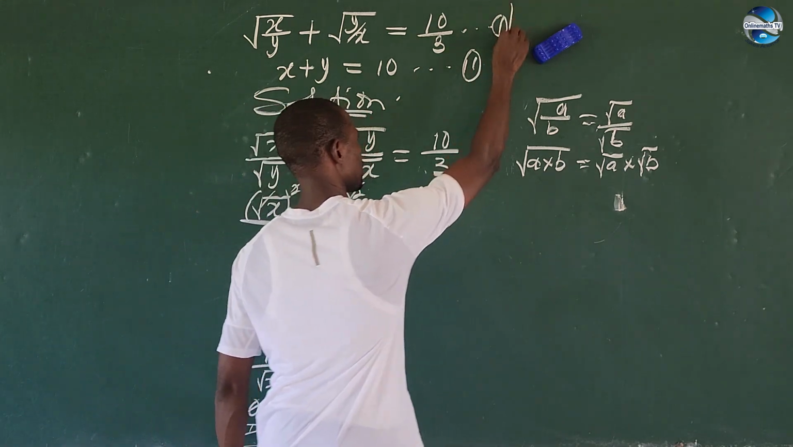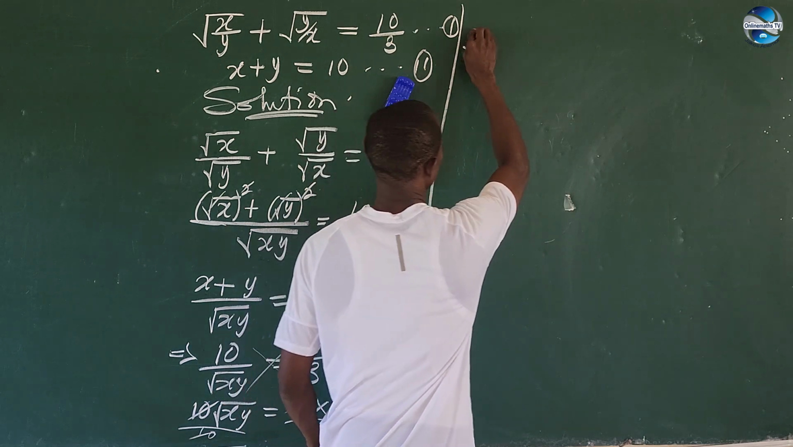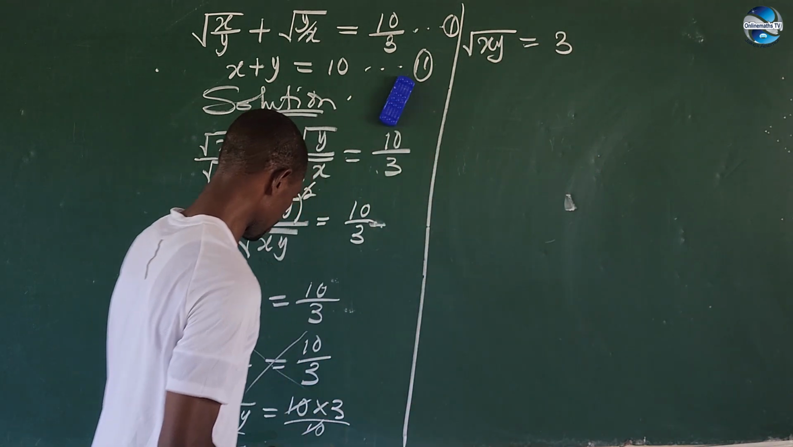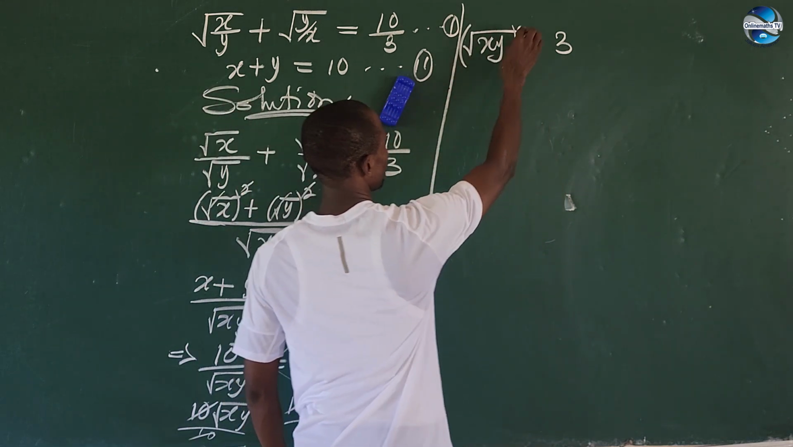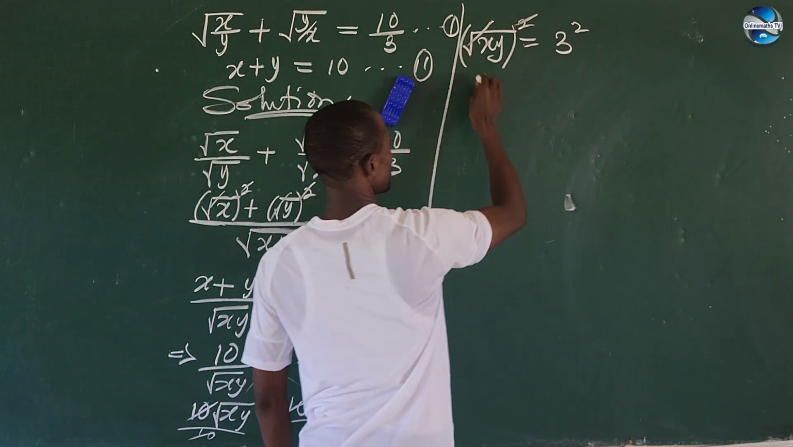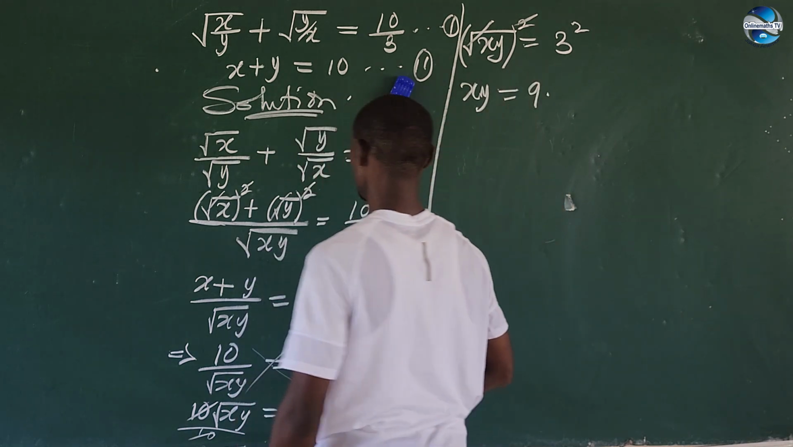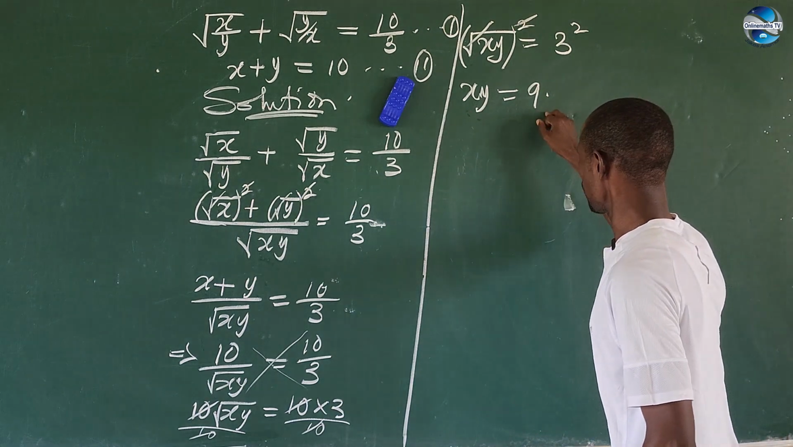So we now have this to be. From here, we are left with the square root of xy equal to 3. What we need to do here, because we want to eliminate this radical, is square both sides of the equation. Squaring leaves us with xy equal to 9. Easy. Okay, again, now we have xy equals 9.